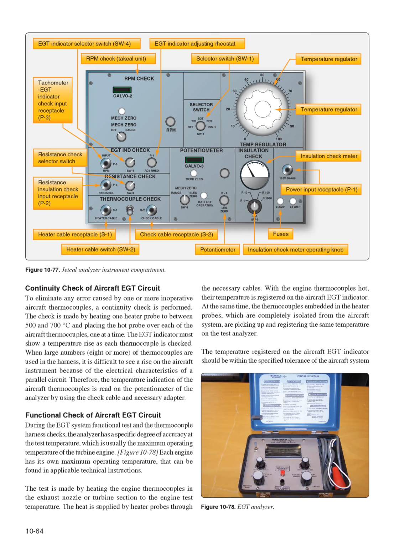Continuity check of aircraft EGT circuit. To eliminate any error caused by one or more inoperative aircraft thermocouples, a continuity check is performed. The check is made by heating one heater probe to between 500 and 700 degrees Celsius and placing the hot probe over each of the aircraft thermocouples, one at a time. The EGT indicator must show a temperature rise as each thermocouple is checked.